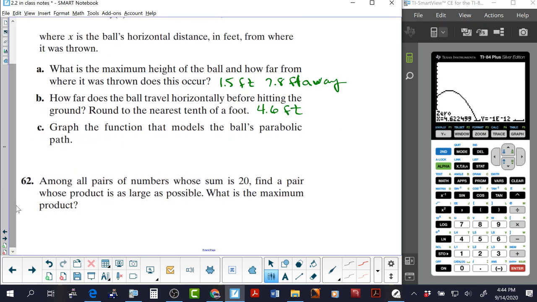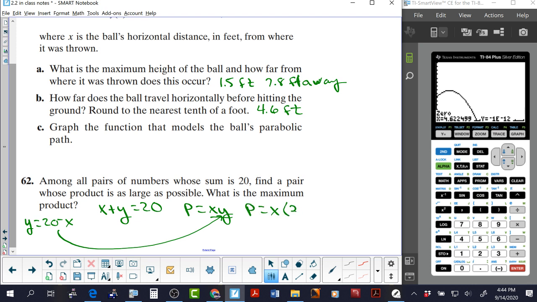Among all pairs of numbers whose sum is 20, x plus y is equal to 20, find a pair whose product is as large as possible. What is the maximum product? So the product is as large as possible. Well, let's get rid of one of the variables there. Let's go y is equal to 20 minus x. So let's plug that in over for this y. So the product now is x times 20 minus x. So the product is 20x minus x squared.